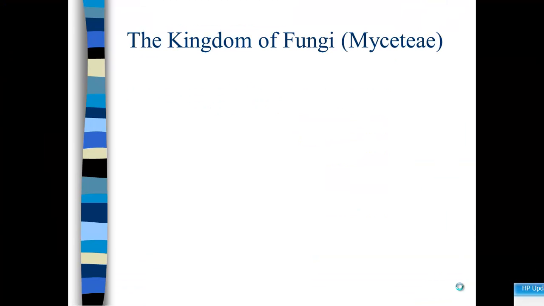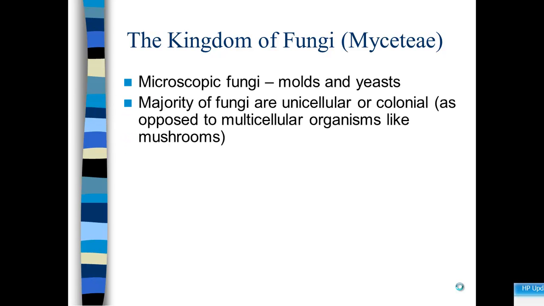So, some eukaryotic microorganisms. We're going to start out with fungi. And this includes two broad classes, molds and yeast. The majority of fungi are unicellular, so they exist as single cells or as colonial. These grow in colonies like a colony of bacteria, so they're identical cells, they're just growing in an enclosed space.